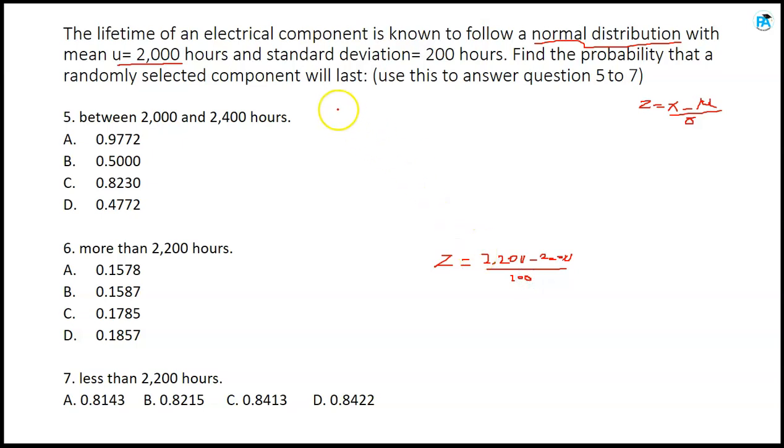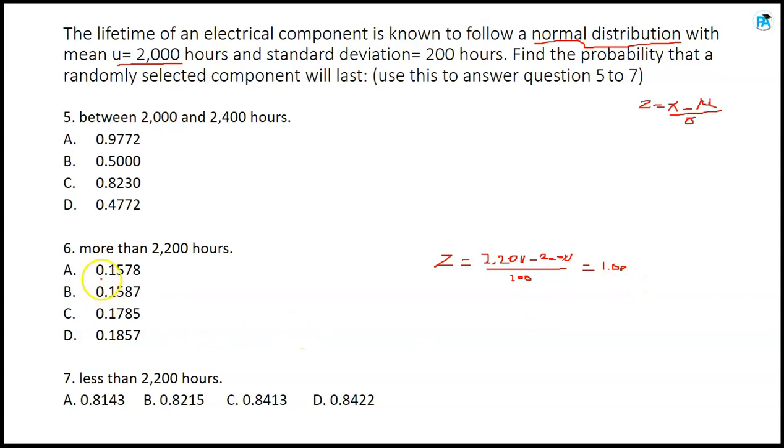Remember, I told you that if the question doesn't give you a standard deviation but gives a variance, you convert the variance to a standard deviation yourself. To convert a variance to standard deviation, it is the square root of the variance that gives you the standard deviation, okay? But this has given a standard deviation straight, so we use it. So press your calculator. 2200 minus 2000 all divided by 200 gives you what? Positive 1. And positive 1 is the same as what? Positive 1.00. Is that not it?